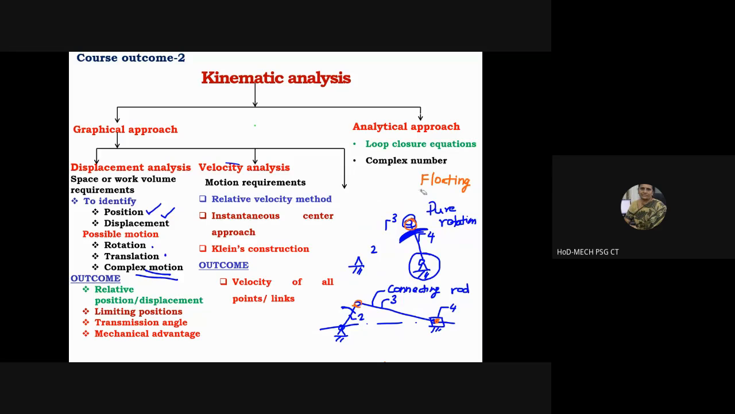Okay, so such floating links will have what type of motion?